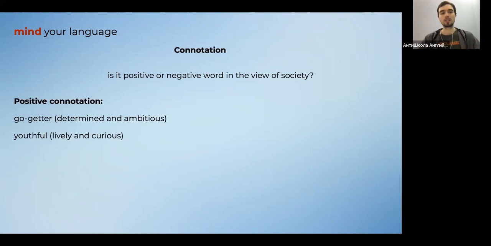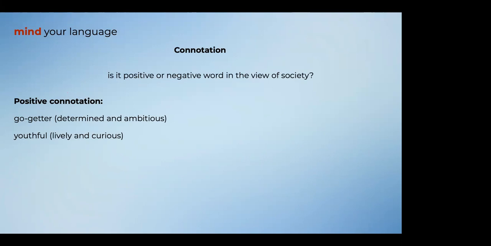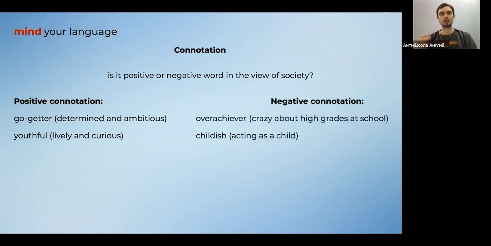For example, positive connotation: go-getter is a determined and ambitious person, right? Youthful is lively, curious, but you must be careful saying that. Overachiever, you know these people who are crazy about high grades at school? They are overachievers in a bad way, like they are going too much. Childish. Yeah, you're being so childish. Oh, come on. No, I'm 30 years old. I'm not being childish. But if you tell me I'm youthful, oh, cool. That's okay. But childish, I don't like people seeing me as acting like a child. So again, you can show it to them as a contrast. What is good, what is not.